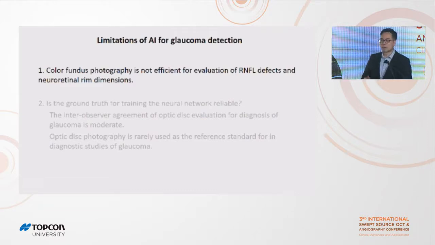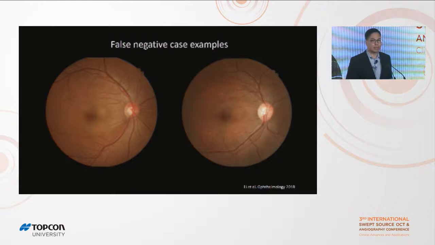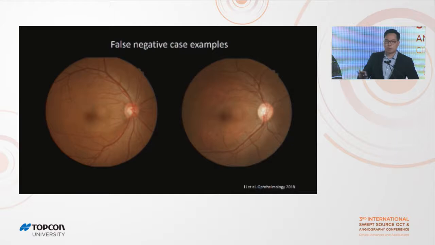Because the retinal nerve fiber layer and neuroretinal rim are three-dimensional structures, and fundus photographs are basically two-dimensional. So we are not able to get the additional dimension of the optic disc structures just using fundus photographs. And that's why when we look at the false negative examples demonstrated from this study, here are two examples illustrating to you, AI would not be able to tell you the retinal nerve fiber defects.